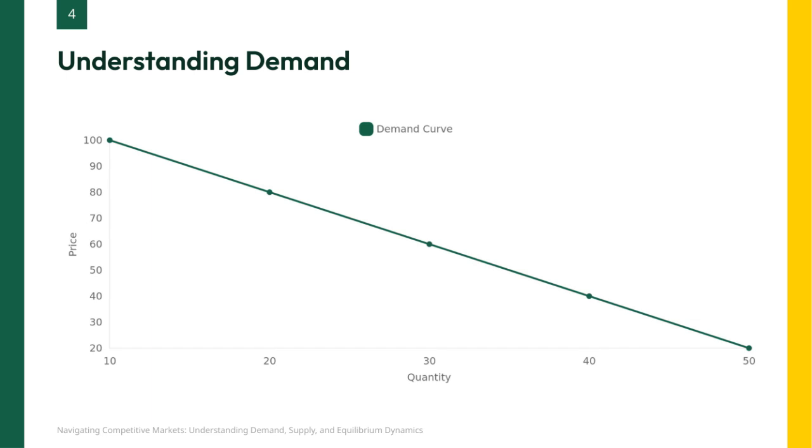This inverse relationship highlights a fundamental principle of demand. When prices drop, consumers are willing to buy more, and when prices rise, they buy less. Understanding this curve is crucial for making informed decisions about pricing and production in any market.